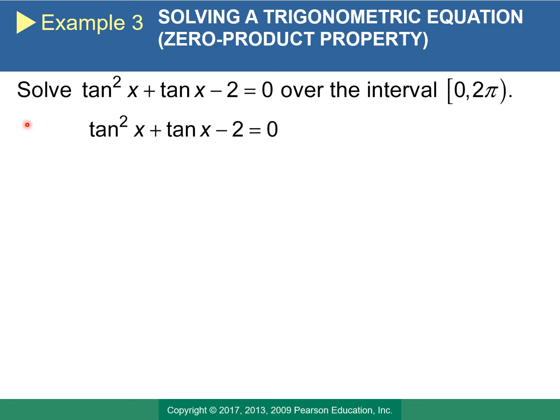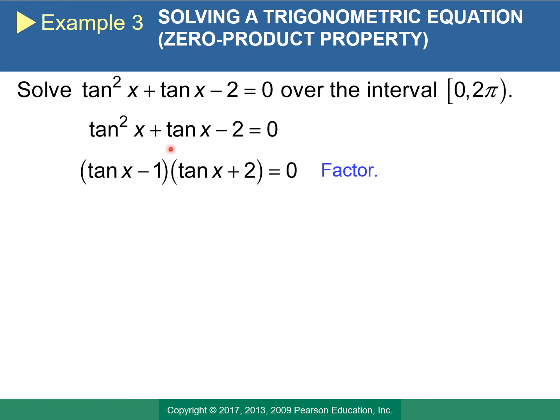Okay, so we're still going to try to factor if possible. Alright, so if it helps, rewrite your trig function with a different letter if you want. You can think of this as y squared plus y minus 2 equals 0. And that might help you see the factoring. It's just y minus 1 times y plus 2.